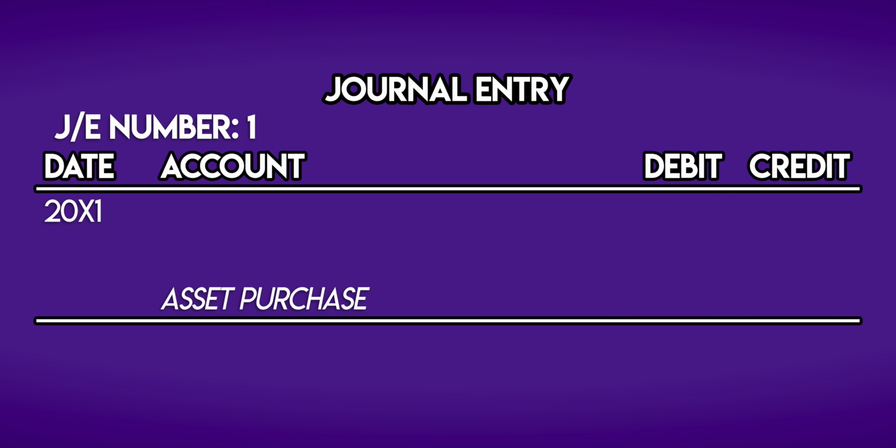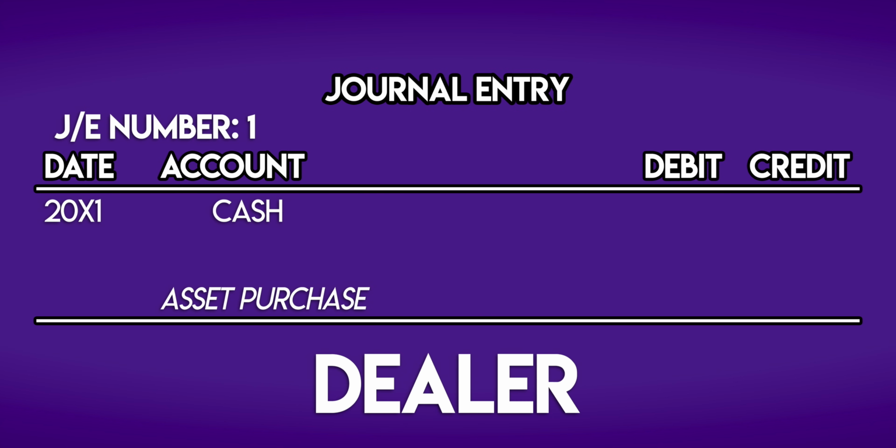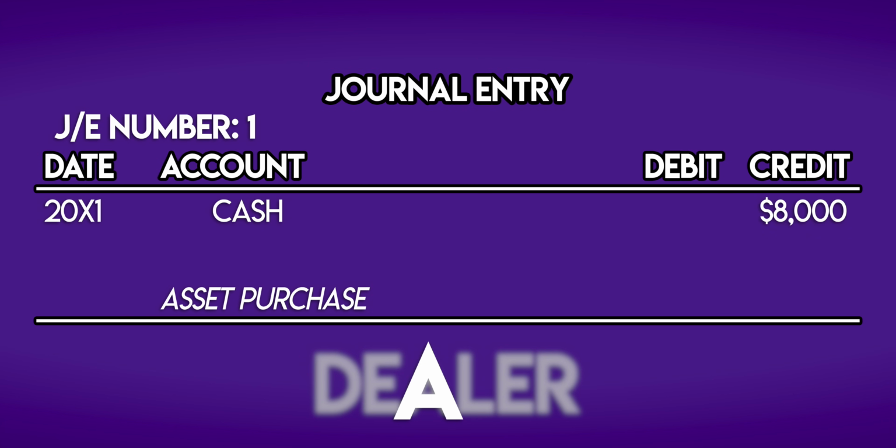You're going to post this in year 1 to record your asset purchase, but which accounts will be affected? We know that cash needs to go down by $8,000. Cash is an asset, the A in DEALER, so it's a normal debit account, which means that debits increase it and credits decrease it. So we'll credit your cash account by $8,000 to decrease its value in your balance sheet.